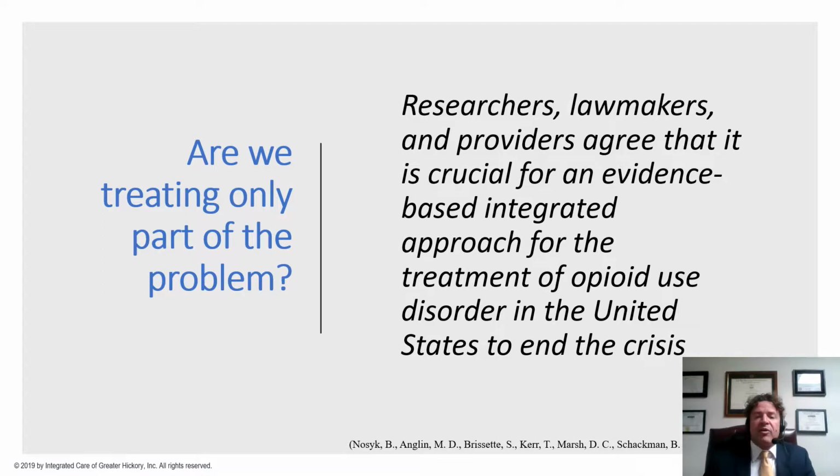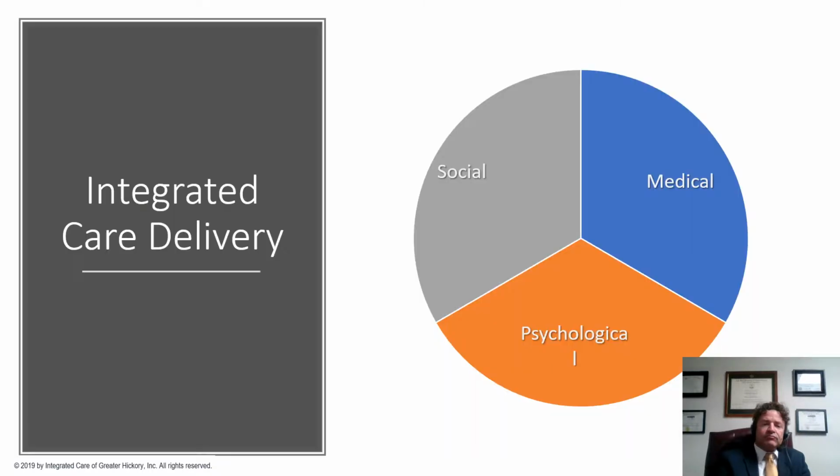Are we treating only part of the problem? Researchers, lawmakers, and providers agree that it is crucial for an evidence-based integrated approach for the treatment of opiate use disorder in our country to end the crisis. So the research has demonstrated the effectiveness, and this is the only way that we're going to be able to appropriately treat this problem and turn the tide.